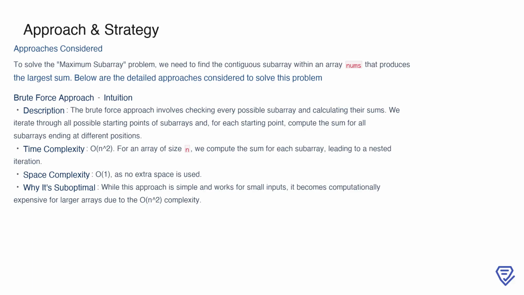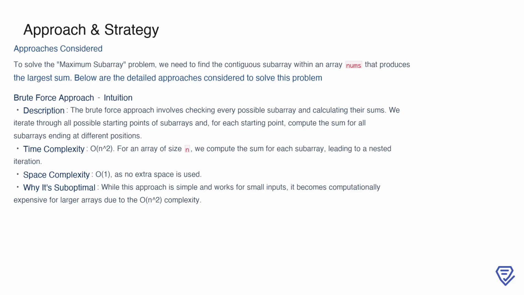To solve the maximum subarray problem, the goal is to find the contiguous subarray within an array nums that yields the largest possible sum. One of the simplest methods to approach this is the brute force strategy. In this approach, we examine every possible subarray by iterating through all potential starting points in the array and, for each starting point, calculating the sum of all subarrays ending at different positions. While this method ensures we eventually find the maximum sum, it is computationally expensive.